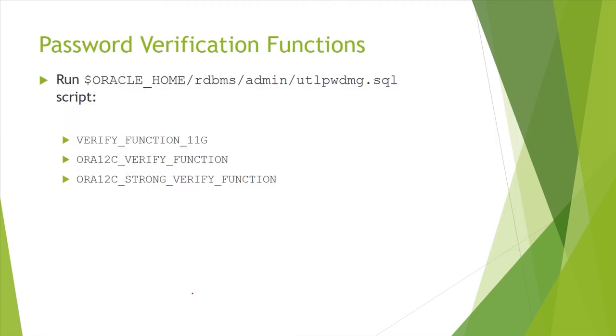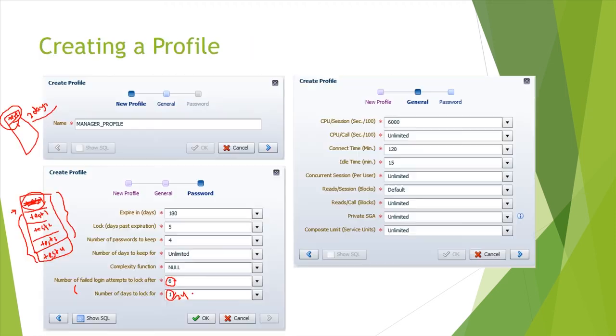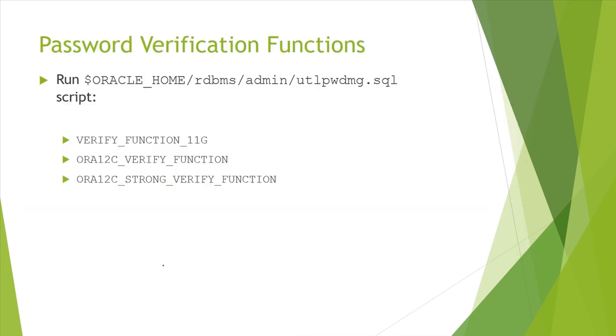Password verification function, as we discussed in the profile: here you can specify a complexity function. A complexity function is used to restrict the password. For example, minimum 8 characters, must contain numbers and characters, special characters, upper and lower case characters, and so on. This is what is meant by complexity functions.